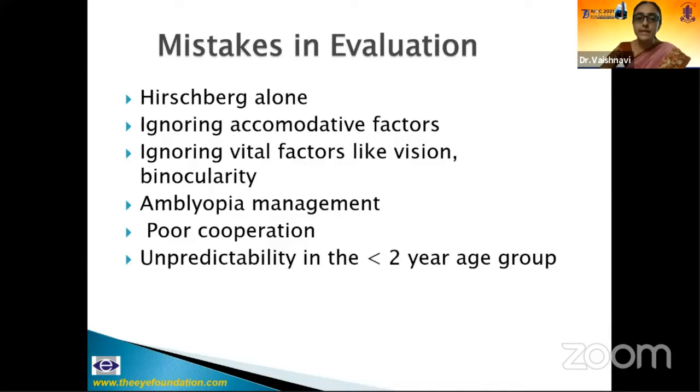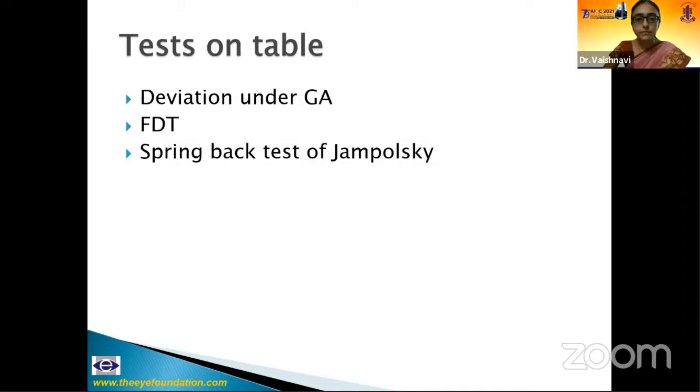So what are the common mistakes in evaluation? Hirschberg alone is not sufficient, and we should not ignore the accommodative factors. In any case of monocular squinting with very poor vision in the squinting eye, the refraction of the normal eye is a must. Always correct amblyopia before you take the patient for surgery, and poor cooperation is predicted in the age group of less than 2 years. So make sure that you get a reliable and stable measurement before you jump in for surgery.